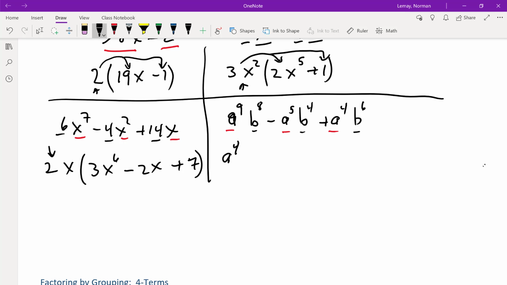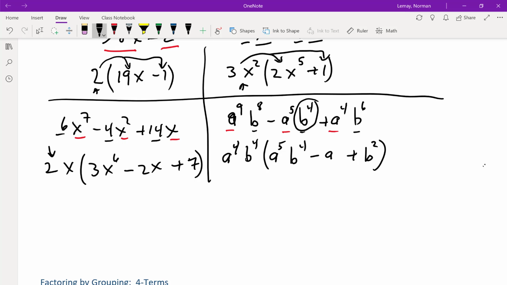I'm sorry, b to the fourth. This guy here is the largest. So b to the fourth. So let's just note that for the first term we're left with a to the fifth, and then b to the fourth minus a plus, and then here we get, since we pulled the a to the fourth out, there's no a's left, and here we have a b squared.